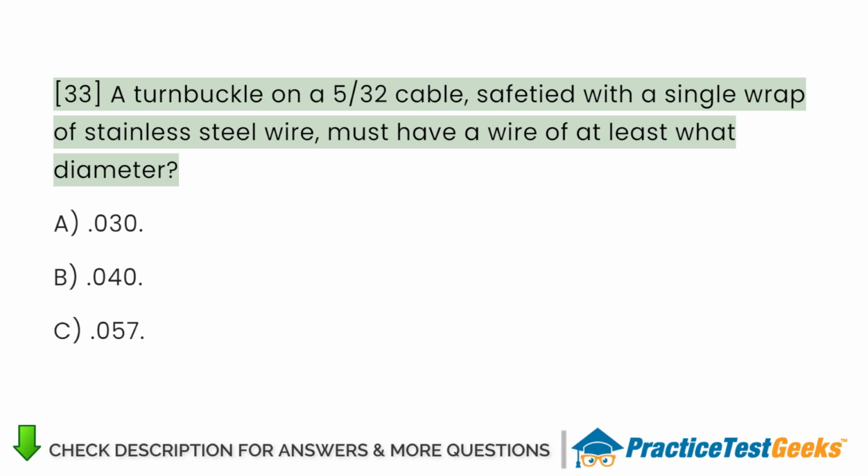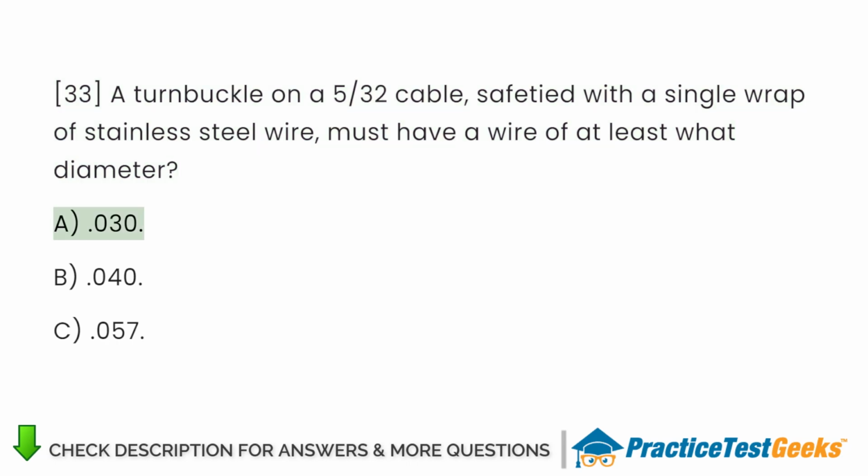A turnbuckle on a 5/32 cable, safetied with a single wrap of stainless steel wire, must have a wire of at least what diameter? A. 0.30. B. 0.40. C. 0.57.